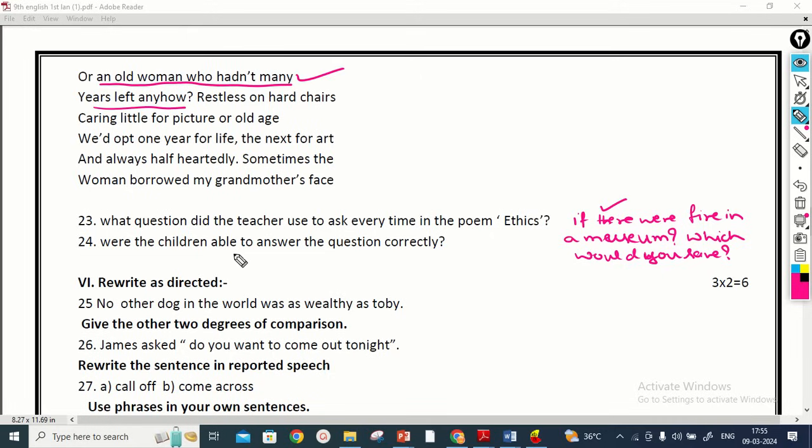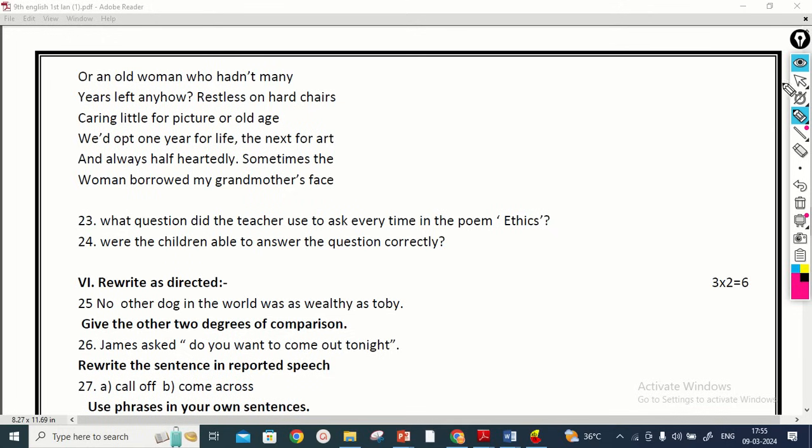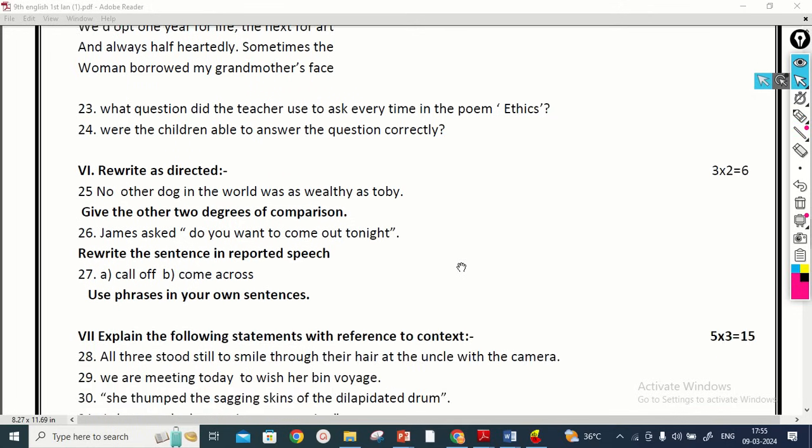Next, 24. Were the children able to answer the questions correctly? No, the children were not able to answer the questions correctly. So these are the answers you have to write. Then we move on to the next one. Rewrite as directed.